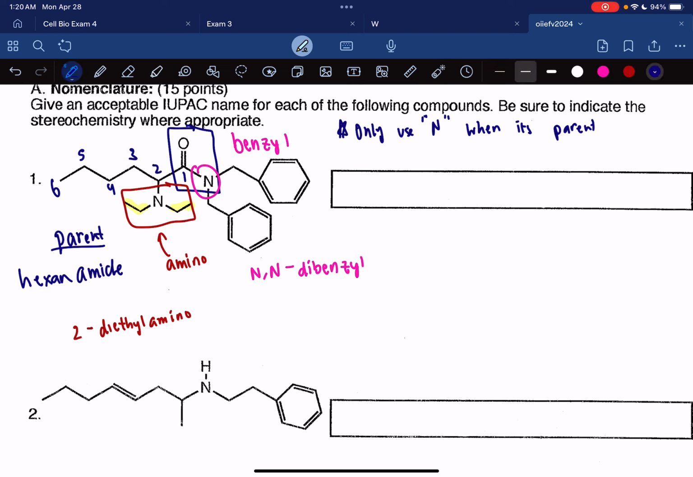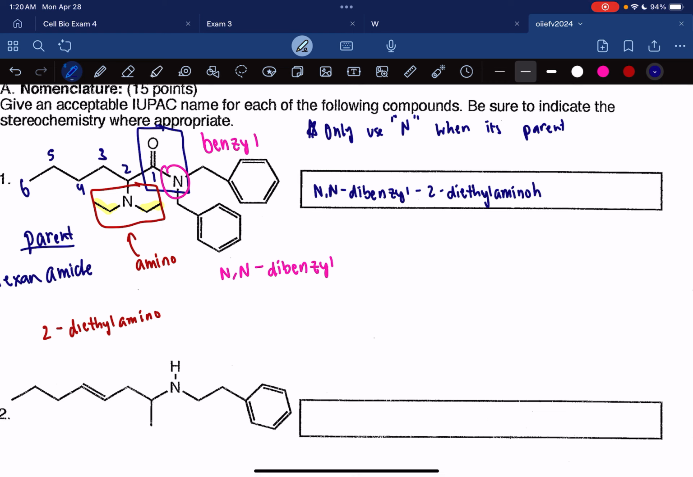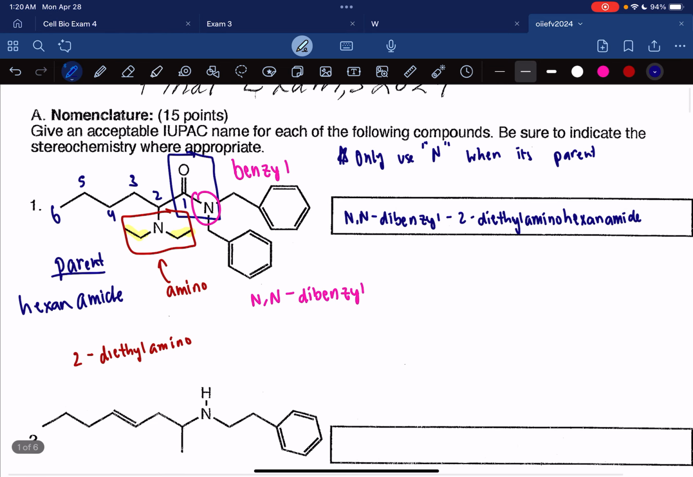So when you put this all together alphabetically, you should say N,N-dibenzyl. And then what's next? Ethyl amino, so 2-diethylamino. And then the parent is hexanamide. So that's the first one done.